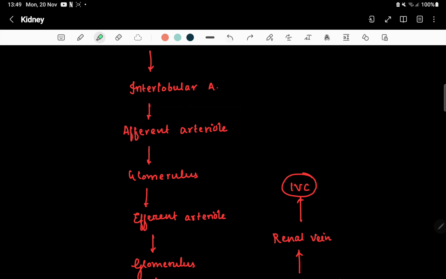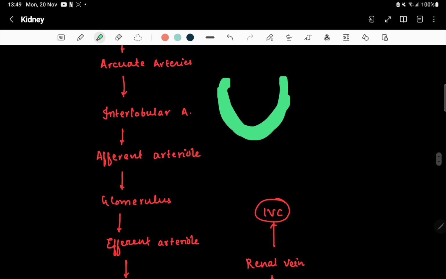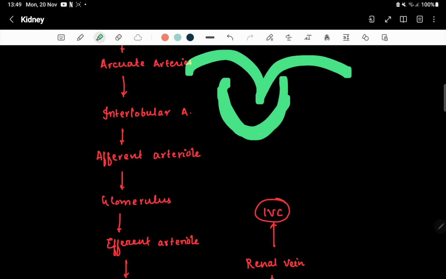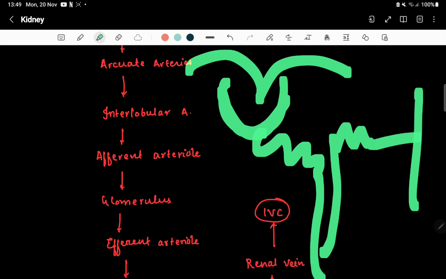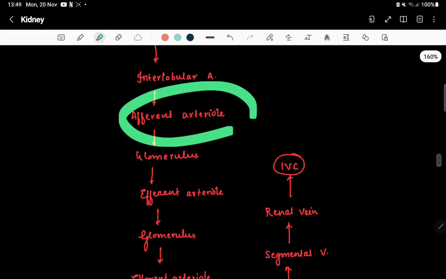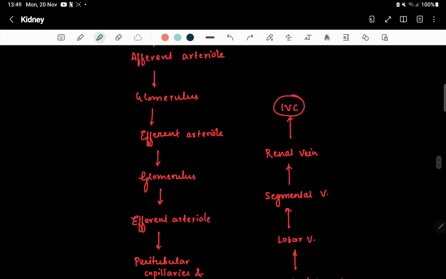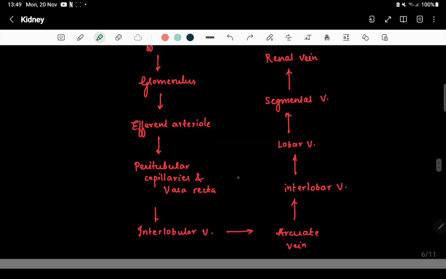From the afferent arteriole to the glomerulus, you know the structure of the nephron. This is a glomerulus, an afferent artery is coming in and an efferent artery is going out. Then the proximal convoluted tubule, the loop of Henle, and the distal convoluted tubule, and it goes back to the collecting duct. So we have the afferent arteriole, then the glomerulus, then the efferent arteriole, which divides into peritubular capillaries and the vasa recta.